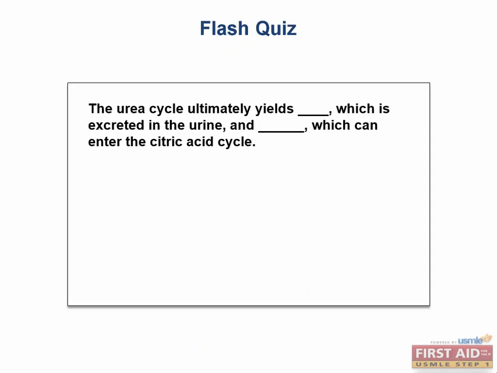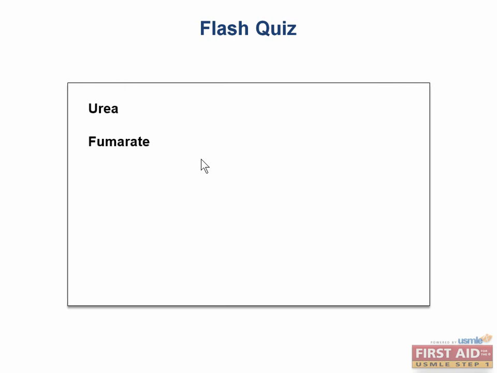The urea cycle ultimately yields blank, which is then excreted in the urine, and blank, which can enter the citric acid cycle, or the TCA cycle. Now that you're experts on the urea cycle, you know that the urea cycle is meant to excrete urea into the urine, which is getting rid of the toxic ammonia form from amino acid breakdown. The urea cycle also creates a molecule of fumarate, which can then feed into the TCA cycle. So this will go into the urine, and this will go into TCA, Krebs, or citric acid cycle.